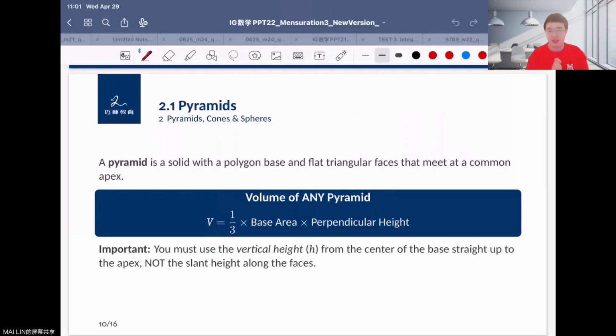Hello guys, today I'm talking about pyramids, cones, and spheres. We're just talking about three different volumes and the surface area. First is the pyramid.